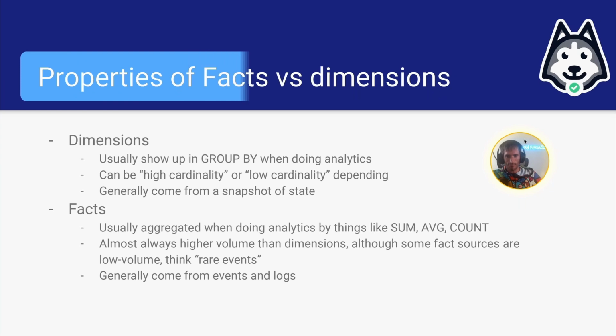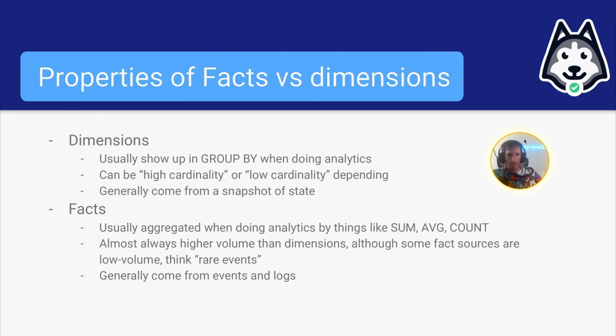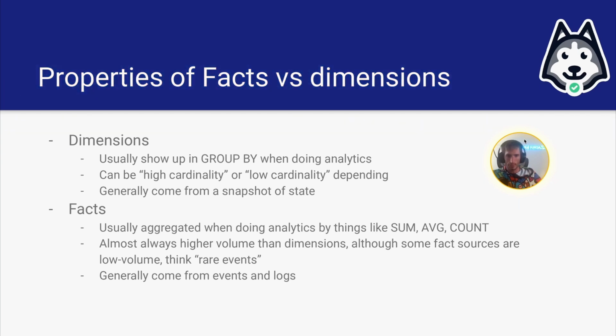The big thing with dimensions is they are the things that you group on. When you run group by in your SQL queries, these are the values that show up, like user ID or country or device or gender or scoring class. These can be both high or low cardinality. User ID would be considered a high cardinality dimension, whereas country is more of a medium cardinality dimension, and gender is a pretty low cardinality dimension.